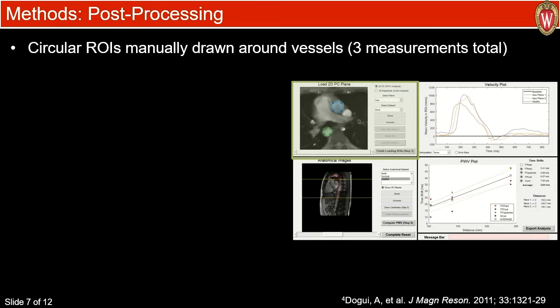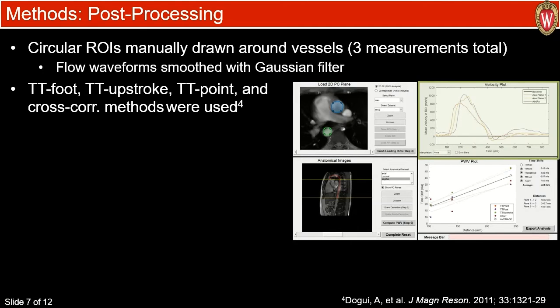For post-processing, a customized user interface was developed in MATLAB, which you can see in the right figure. And this interface allowed for interactive circular ROI selection for the 3 locations of interest. Subsequent flow waveforms were then plotted on the top right panel, and waveforms were smoothed by a Gaussian filter to reduce velocity noise. In this study, we employed various time shift methods, including time to foot, time to upstroke, time to point, and cross-correlation methods, all to calculate time shifts in flow waveforms.